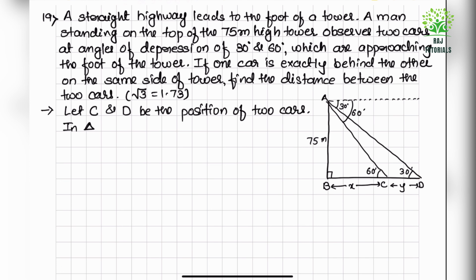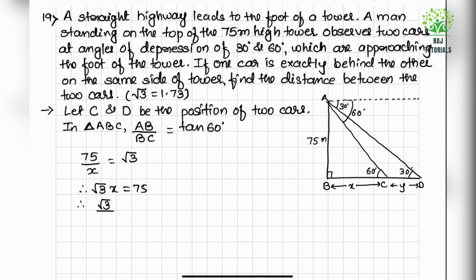Now, the diagram is drawn as said in the question. Now, let C and D be the position of the two cars. Now, in triangle ABC, AB upon BC equal to tan 60. So, directly I can say 75 upon x equal to root 3. So, therefore, root 3x equal to 75.